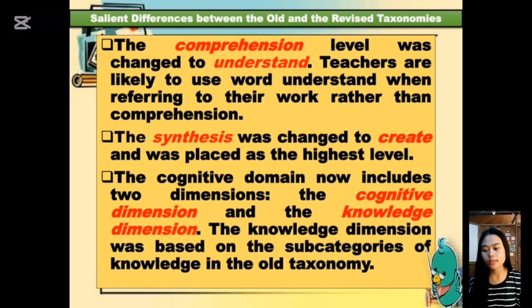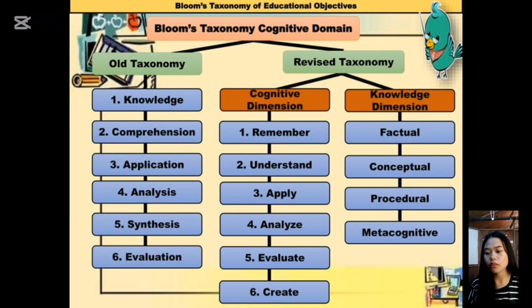So number 6, the cognitive domain now includes 2 dimensions: the cognitive dimension and the knowledge dimension. So, sa old taxonomy po, isa lang pong domain yung ginamit niya. While sa revised taxonomy naman, meron na siyang dalawang domain, which is yung cognitive dimension and the knowledge dimension. So, dito natin malalaman mamaya sa model na ipapakita ko kung ano yung mga differences ng dalawa para po mas maintindihan nyo ng sakto. So, this is the model of Bloom's taxonomy cognitive domain.